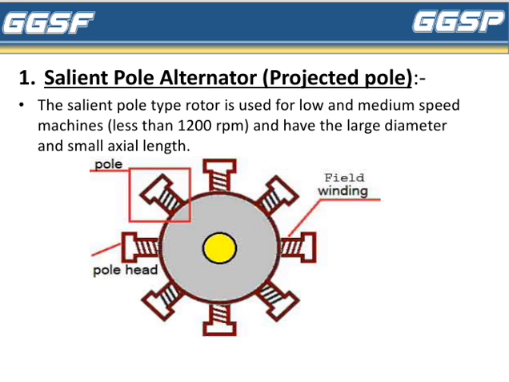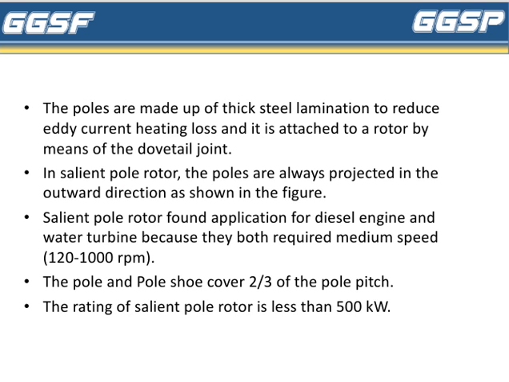Now next, salient pole alternator, that is projected pole. The salient pole type rotor is used for low and medium speed machines, less than 1200 rpm, and has a large diameter and small axial length. This is the image for salient pole alternator. The poles are made up of thick steel laminations to reduce eddy current heating loss, and they are attached to the rotor by means of a dovetail joint.